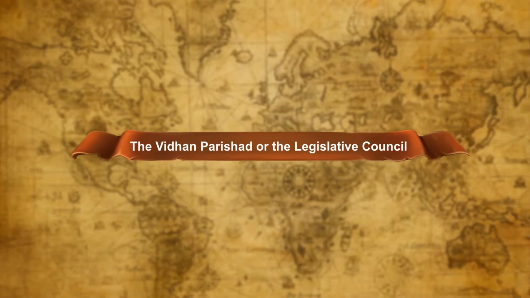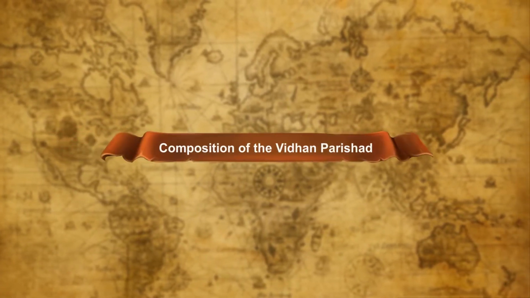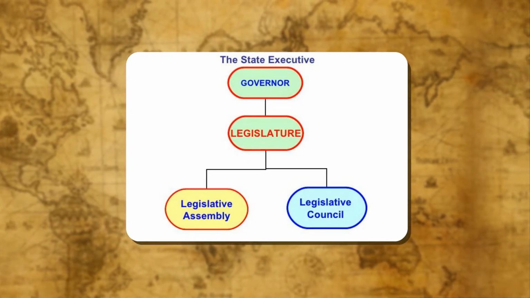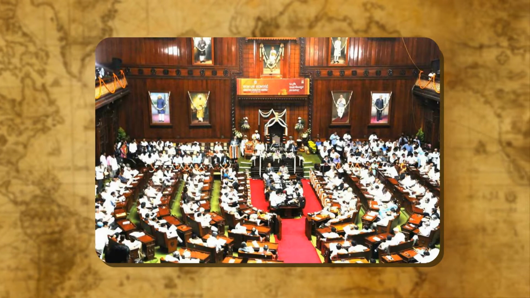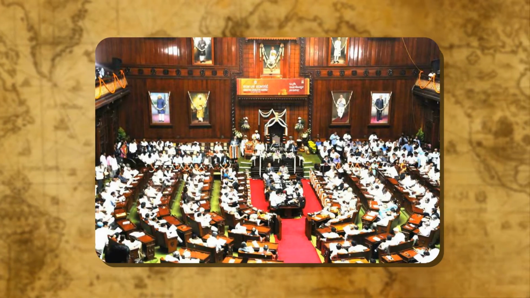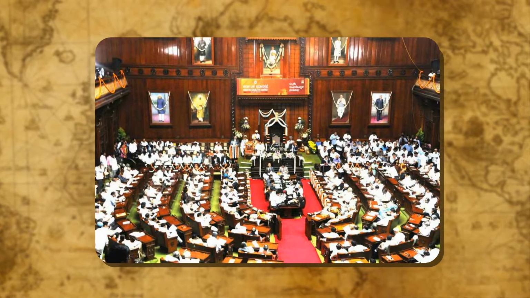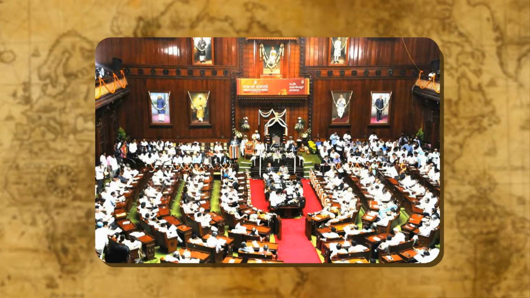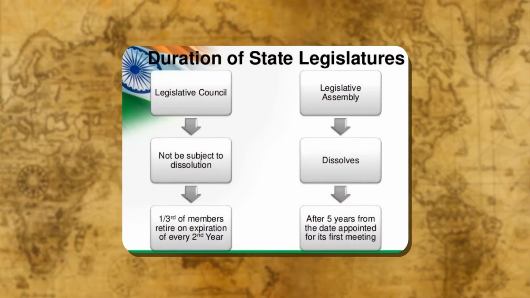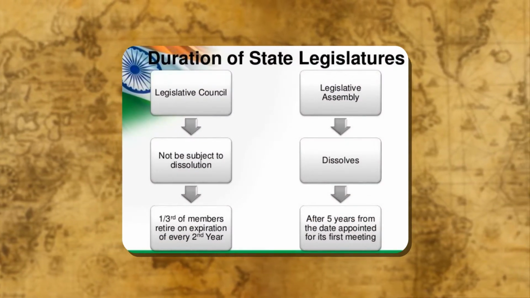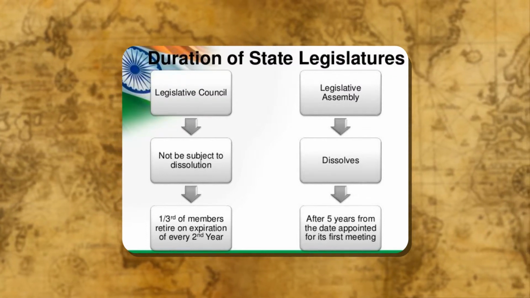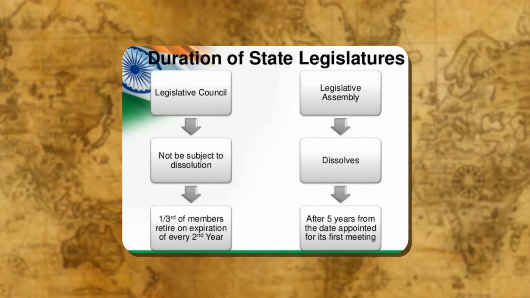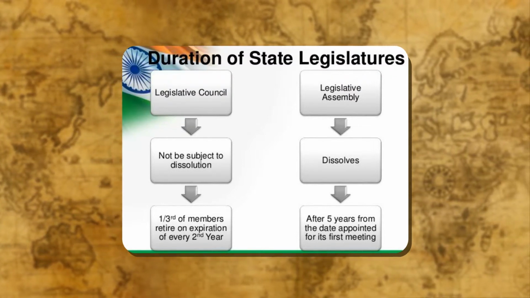The Vidhan Parishad or the Legislative Council. Composition of the Vidhan Parishad. The Legislative Council is the upper house in a state legislature. The Constitution has fixed the maximum strength of a legislative council as 1/3 of the total strength of the Legislative Assembly, subject to a minimum of 40. The Legislative Council is a permanent body as it cannot be dissolved. 1/3 of its members retire every 2 years and elections are held for vacant seats. The term of office of a member is 6 years.